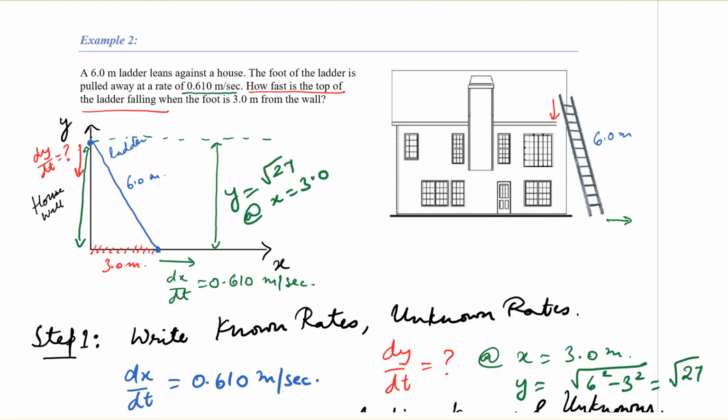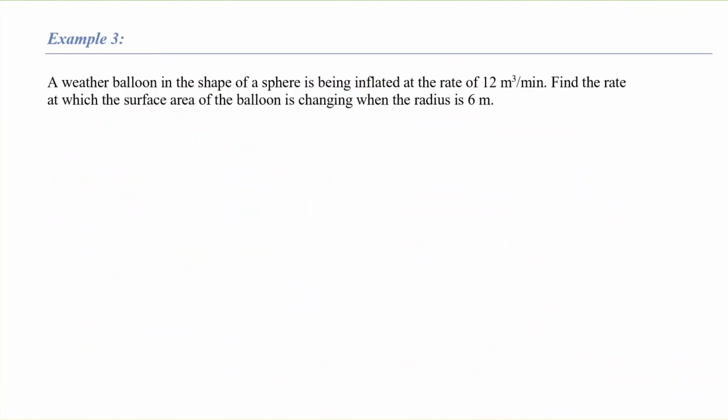Let's try one more problem. Take a moment and read this problem carefully. A weather balloon in the shape of a sphere is inflated at a rate of 12 cubic meters per minute. So what we are given here is that the volume of the sphere is increasing at this rate. Find the rate at which the surface area of the balloon is changing when the radius is 6 meters.